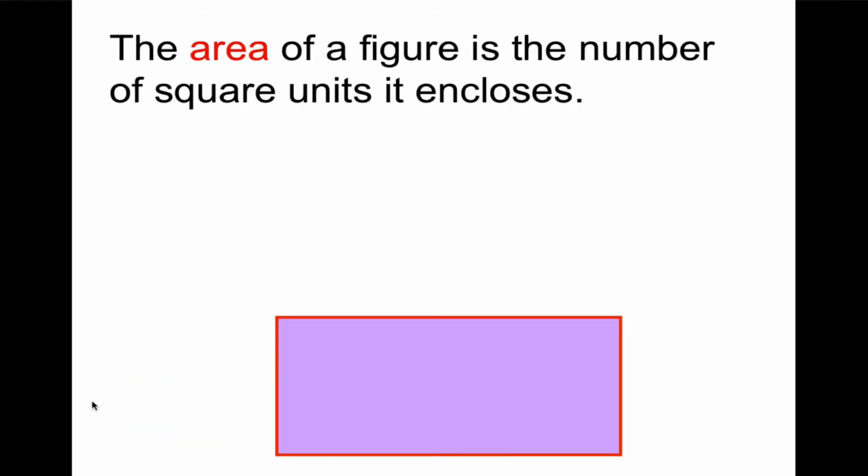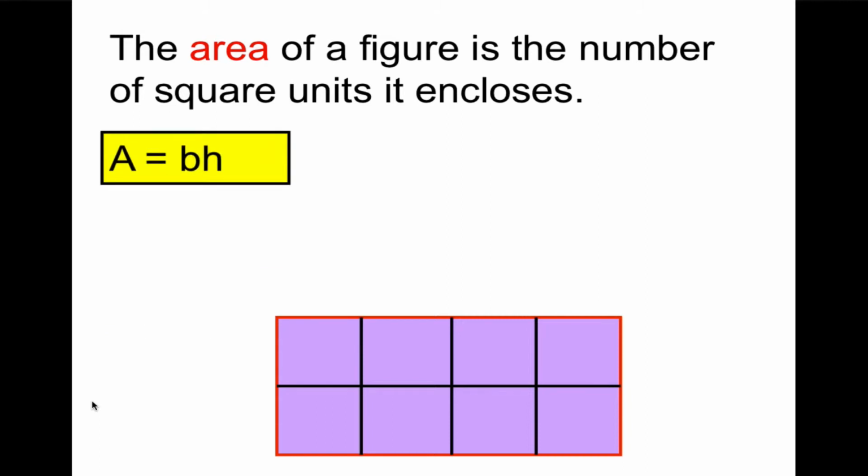Let's move on to area. Area of a figure is the number of square units that it encloses. So area is actually measured in squares. The squares can be different sizes, but whatever size squares you're measuring are consistent for the whole shape. So area can be calculated by multiplying the length of the base times the length of the height of the shape. Area equals base times height.